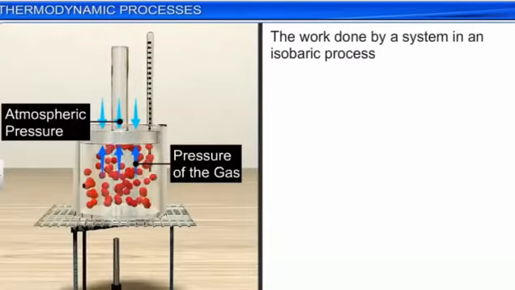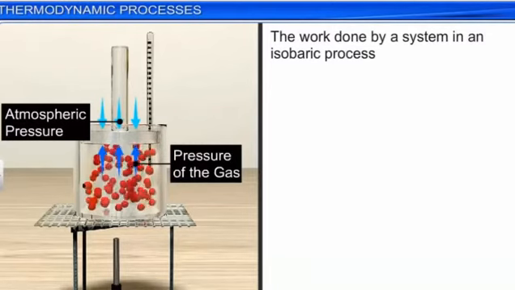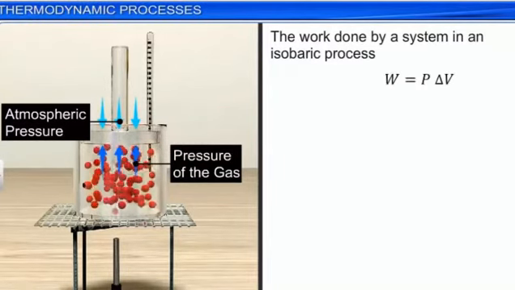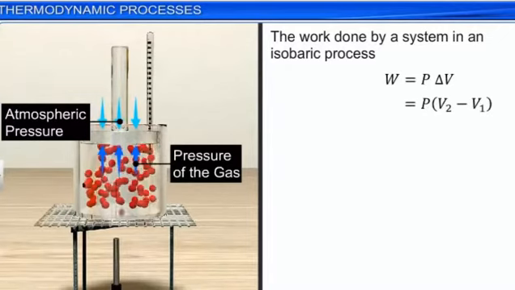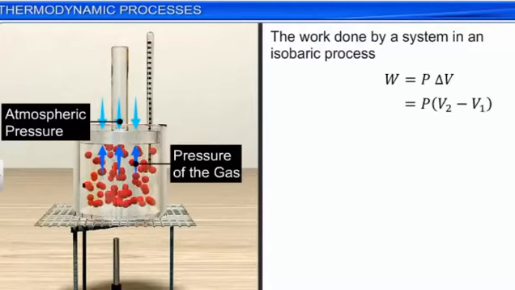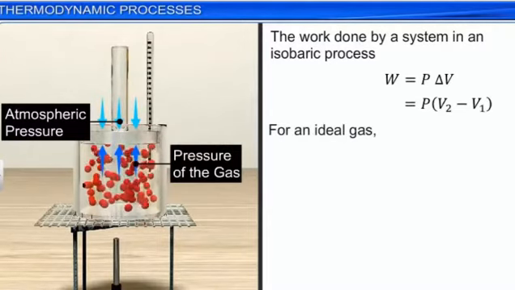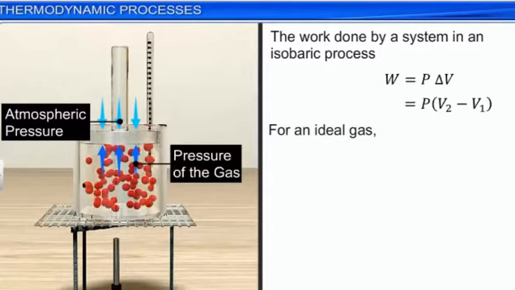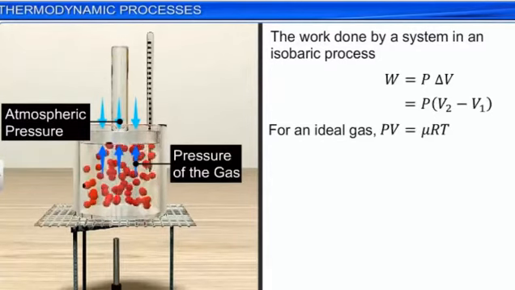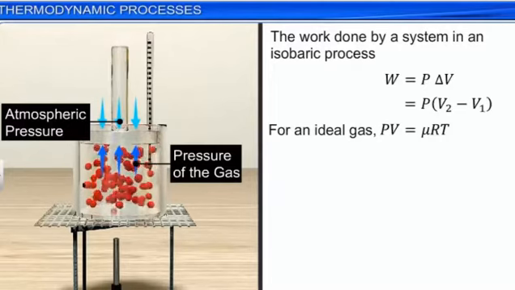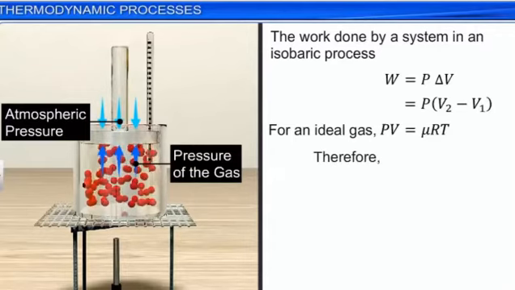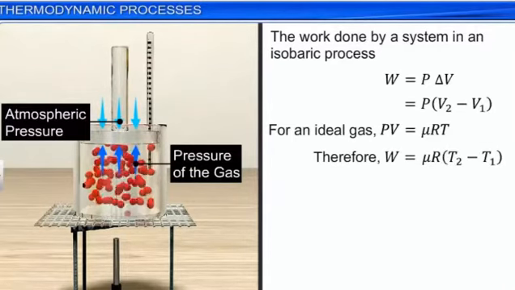The work done by a system in an isobaric process is W is equal to P delta V, which is equal to P into V2 minus V1. If the system is an ideal gas, then PV is equal to mu RT. Then the work done by an ideal gas in an isobaric process is W is equal to mu R into T2 minus T1.